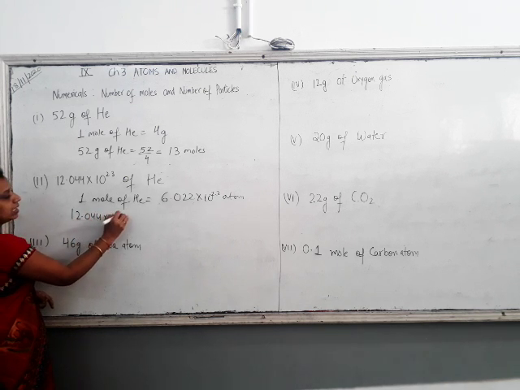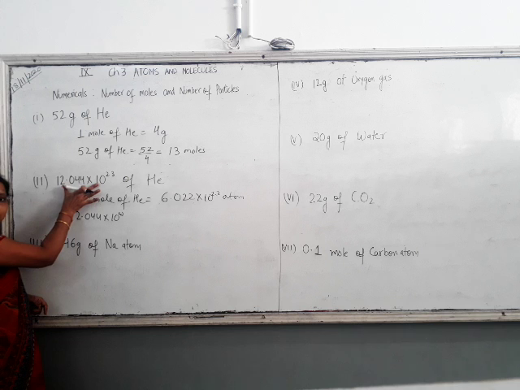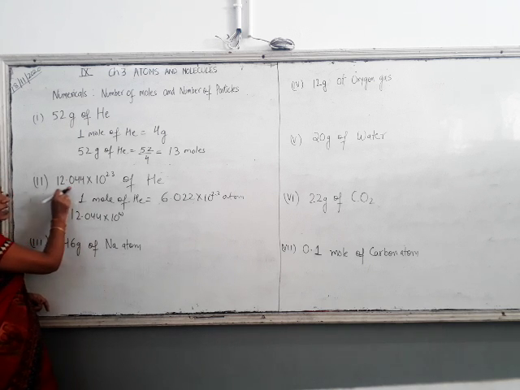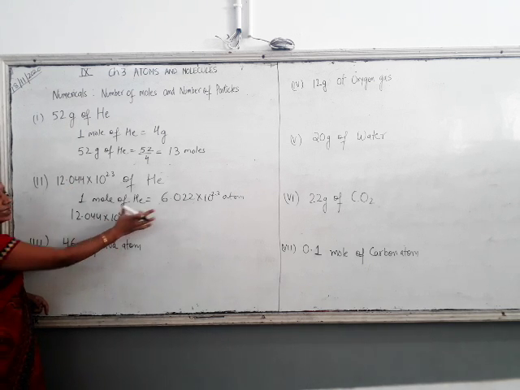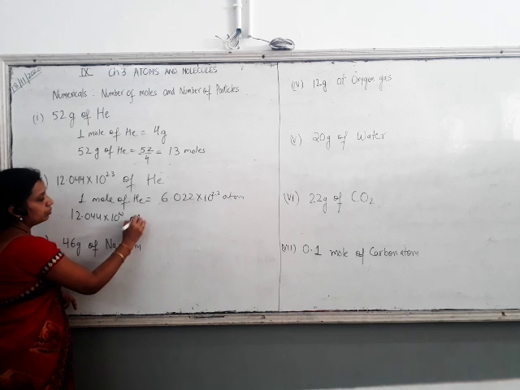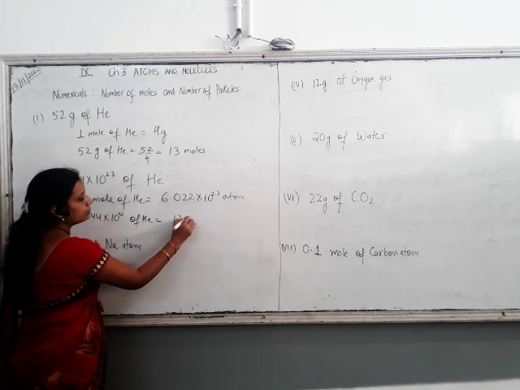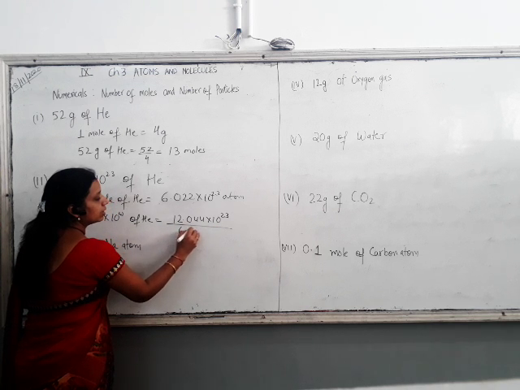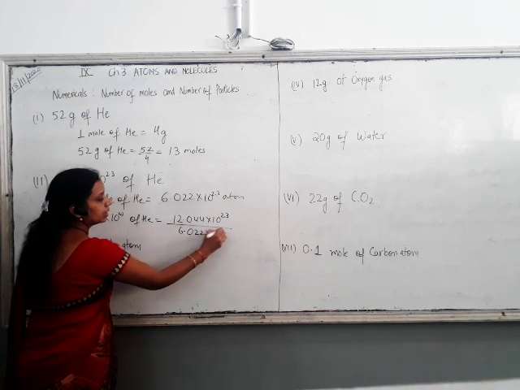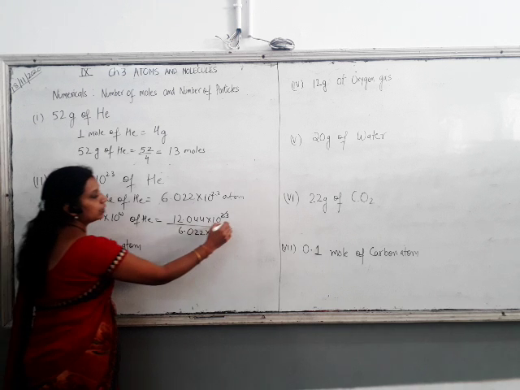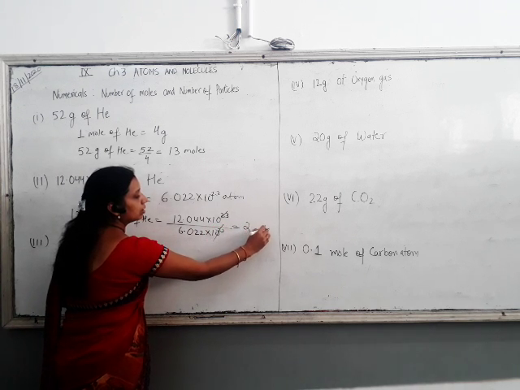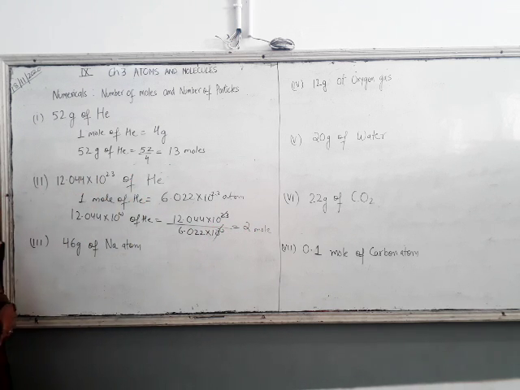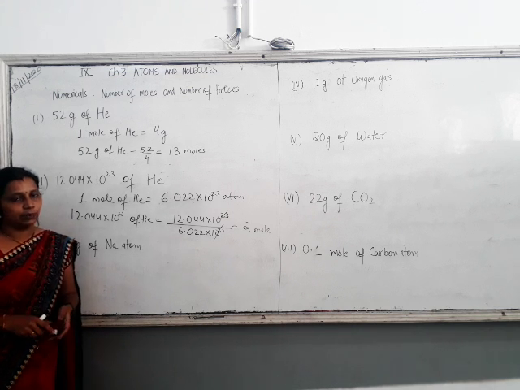So the given number is 12.044 × 10^23. This says you have this many particles of helium. So what is the number of moles in this many particles? You have to convert this number of particles into moles. This relation I already know. So I simply divide 12.044 × 10^23 by 6.022 × 10^23. This will cancel, and when you do this, you get 2 mole. So this many particles means 2 mole of helium.